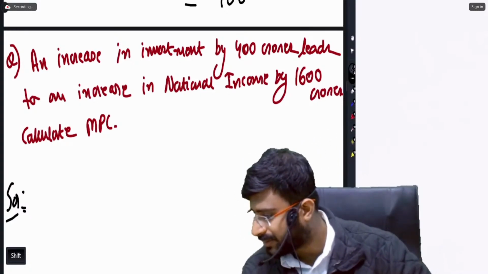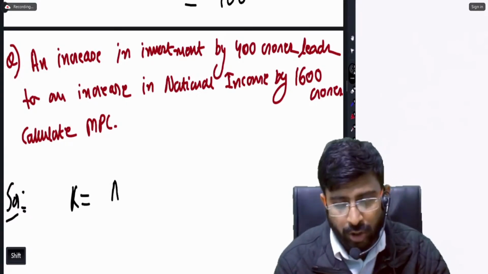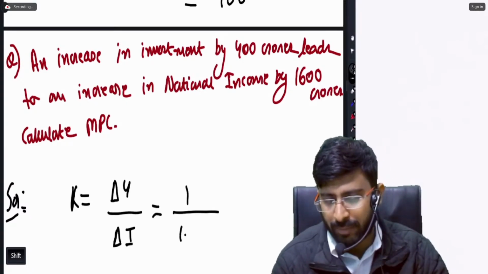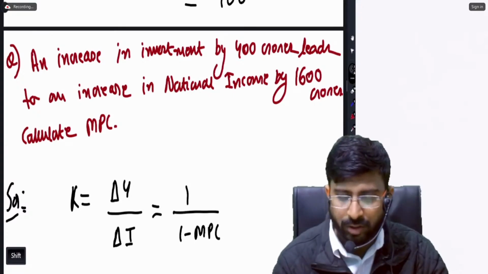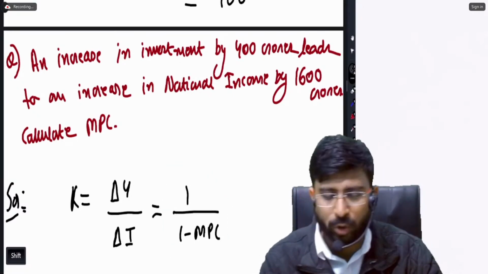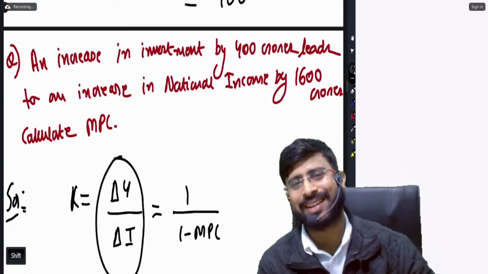That's a good one. Friends, you remember I had taught you two formulas: change in income by change in investment, and 1 by 1 minus MPC. Now, of course, you will not be able to use this formula because MPC is not known to you. You have to find it in reverse, so you will have to use this formula to find K, right?